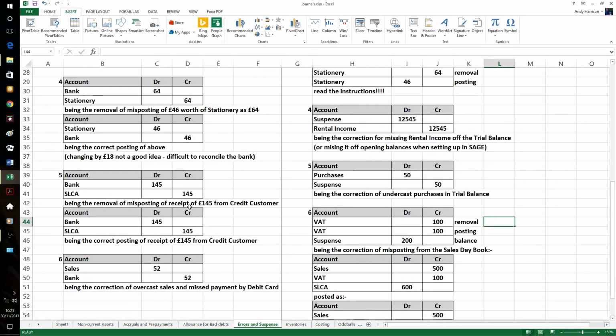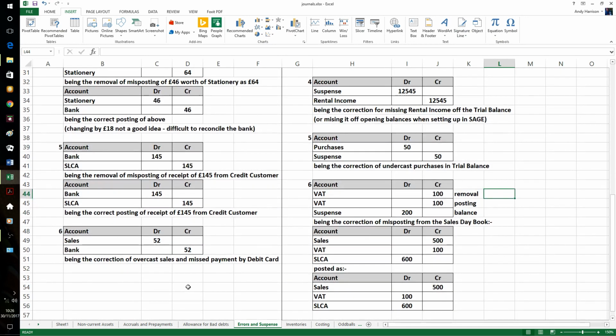Then we've got misposting of a receipt of £145 from a credit customer. Well, as we're doing it twice, removing and correct posting, it must be an error of reversal. So that removes it, undoes the credit bank, debit sales ledger control account, and then that posts it correctly. Exactly the same on both journals.